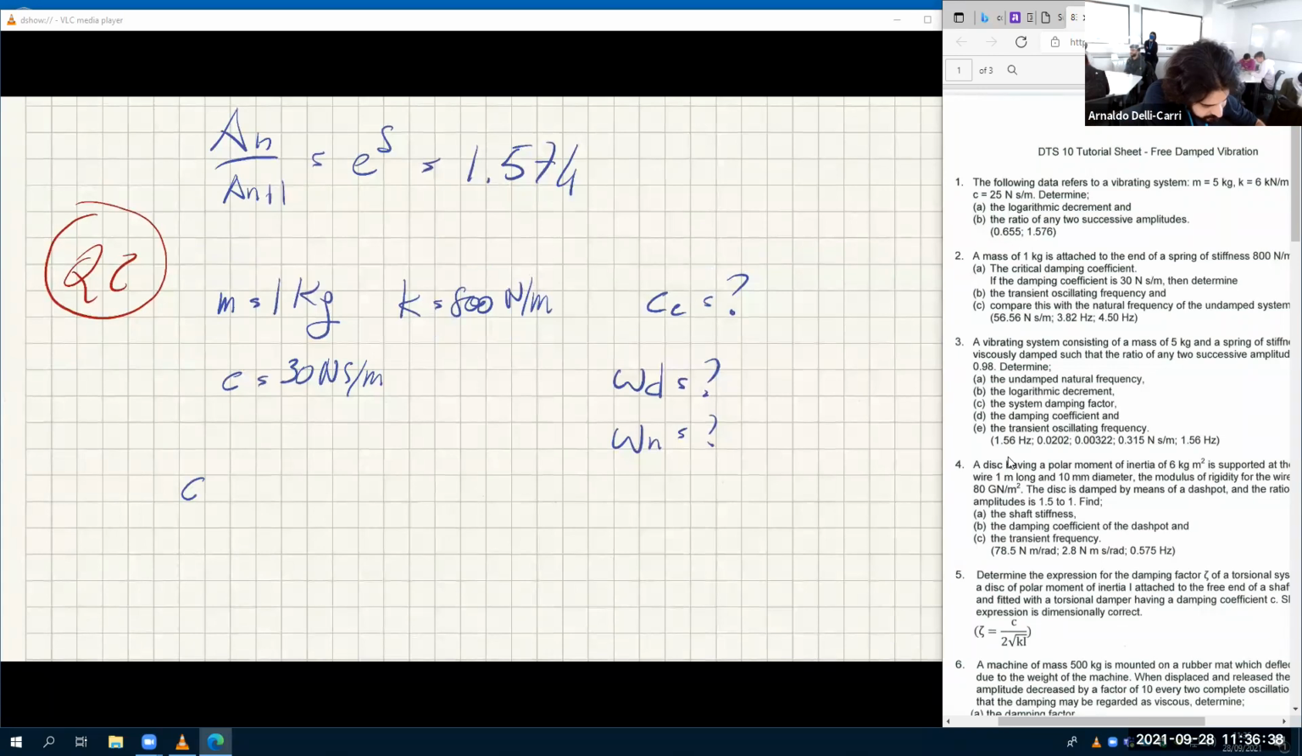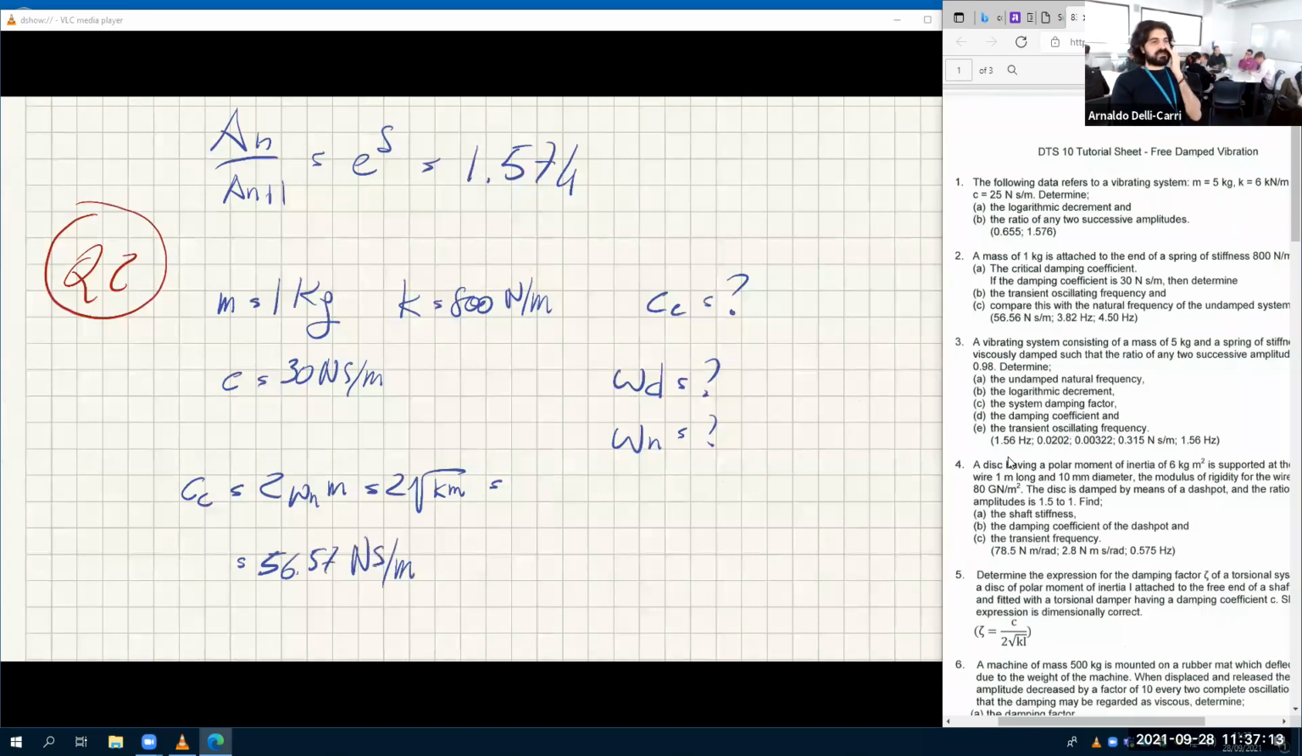So Cc is equal to 2 omega n m or 2 square root of km. You use either of these to find Cc. Since we have k and m, I'm going to use the second one. So it's 1 times 800 under square root times 2, 56.57 newton second per meter. That's it. This is Cc.